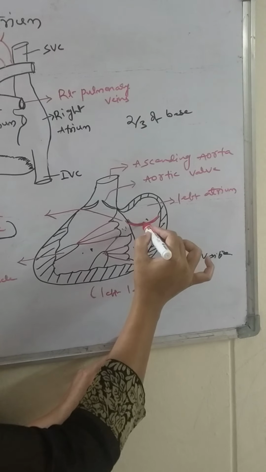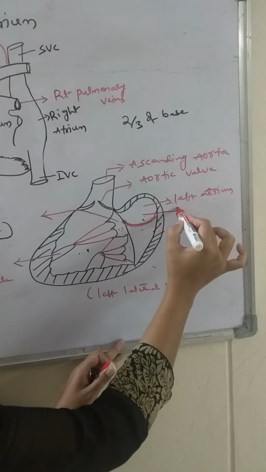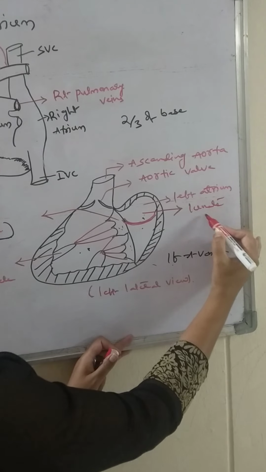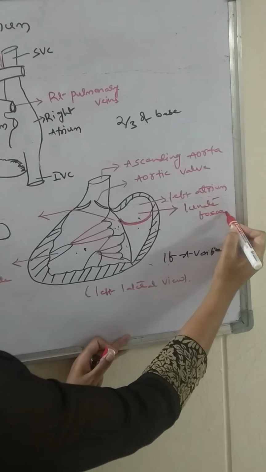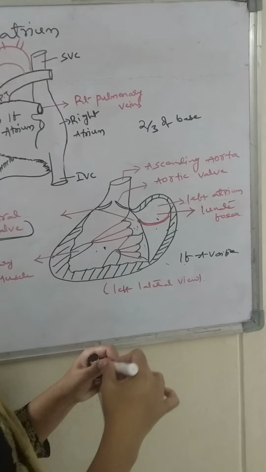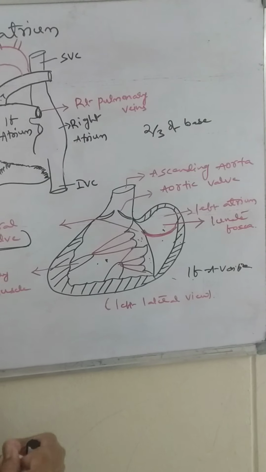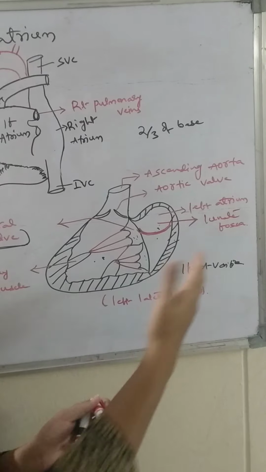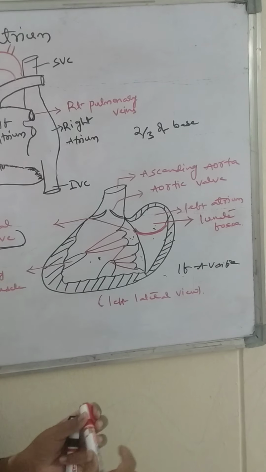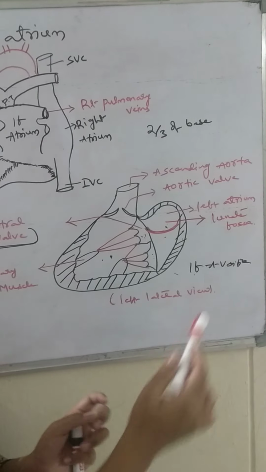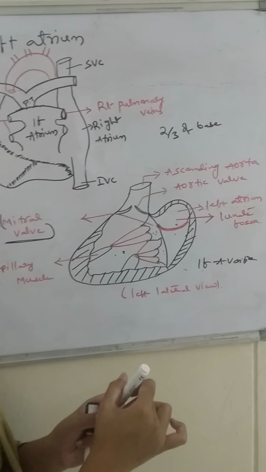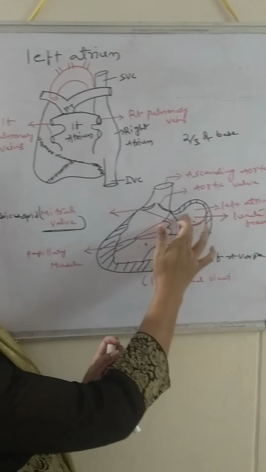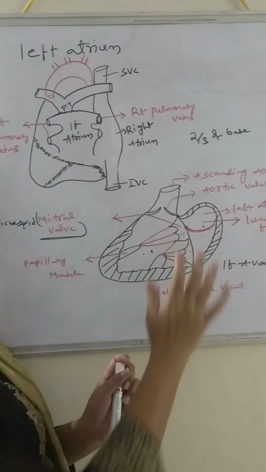Above this semilunar fold, we have a fossa called the lunate fossa. This lunate fossa is formed by the septum secundum, and it corresponds with the fossa ovalis of the right atrium. These two are the internal features along the septal wall.